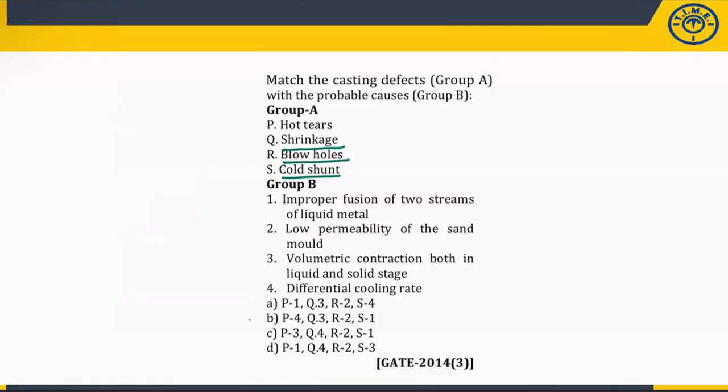Now, if you read this question, with cold set, blowhole, and shrinkages, just read this, you will get an idea. For match the column questions, try to use the elimination technique. If you know at least one or two options, you can easily find the answer. So I hope you know regarding S, what is S? Improper fusion of two streams of liquid molten metal. So S always belongs to 1. That means this is wrong, this is wrong. Only either B is correct or C is correct. Yes or no? R is already 2, so there is no need to check.